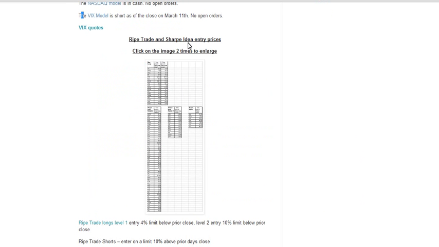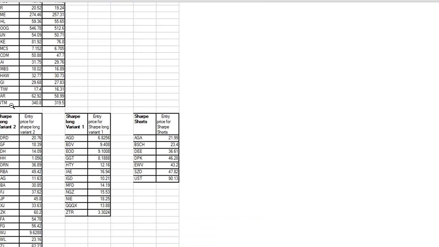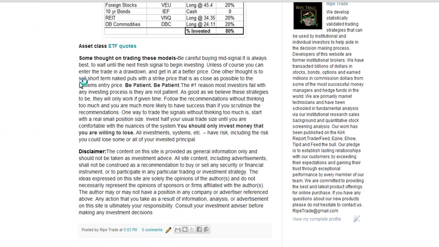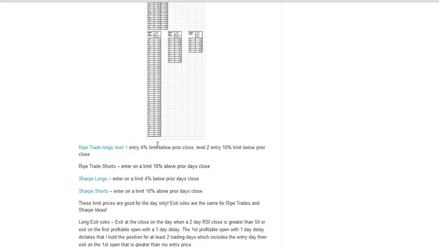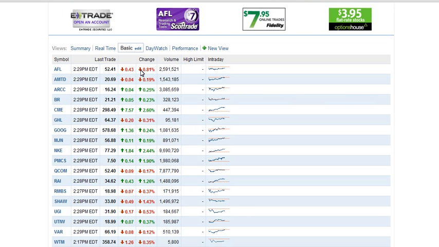Now for the Ripe Trade and Sharp Idea setups, you always get an image that you can click on and enlarge. It shows you the specific entry prices, the specific limits that are to be entered at. And then right here are the rules. Enter 4% limit below the prior close. This hyperlink will take you directly into a quote board that'll show you it's 4% below the prior day's close, so you take a look at this column. If you see stocks that are more than 4% down, those are buys.